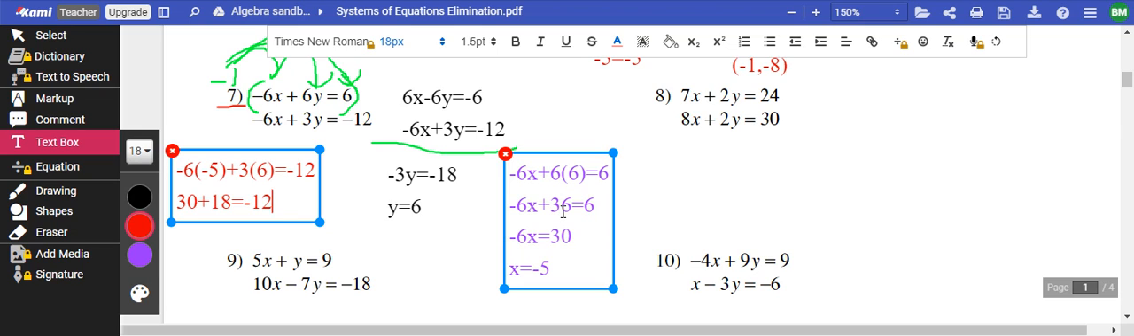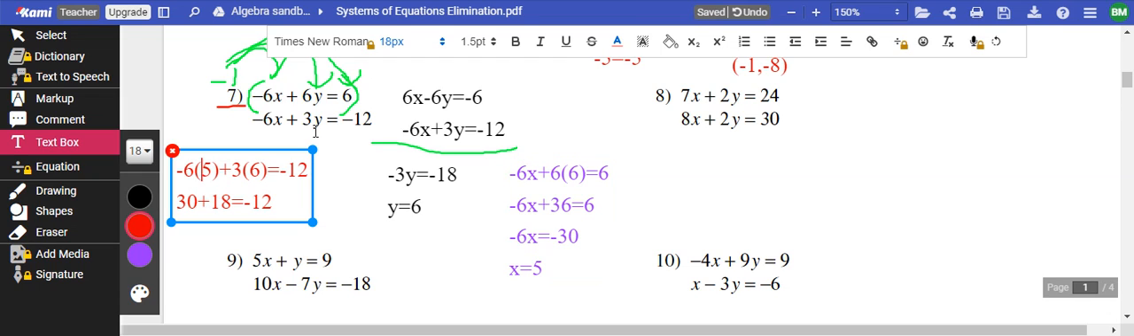6 times 6 is 36. This is negative 30. So this is a positive 5. So hard to catch those negatives sometimes. So this would be a positive 5, which would make this a negative 30, which would give us negative 12 equals negative 12.